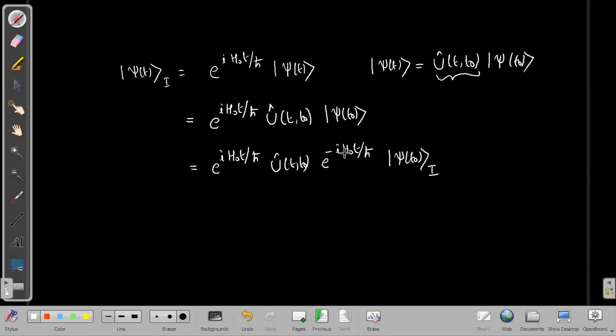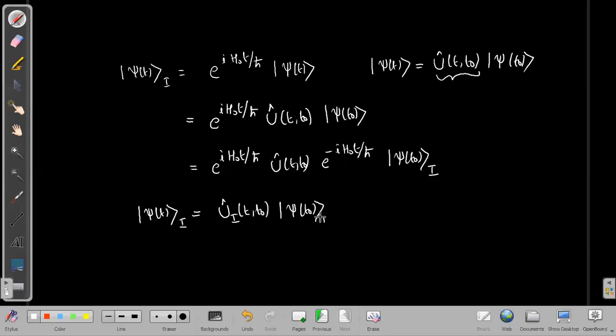So what has happened is that we have got a connection between the state of the system in the interaction picture from one time to the other time. This gives the time evolution for the state in the interaction picture. So the state of the system at time t in the interaction picture can be written as some U_I(t, t0).